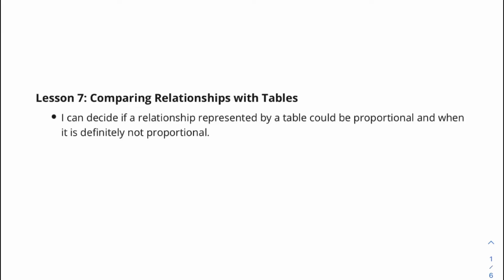Lesson 7.3. We're going to start this video with looking at Lesson 7's learning target. It says, I can decide if a relationship represented by a table could be proportional and when it is definitely not proportional. So the key is proportional and not proportional. We're going to be looking at tables and deciding which ones are proportional and which ones are not.